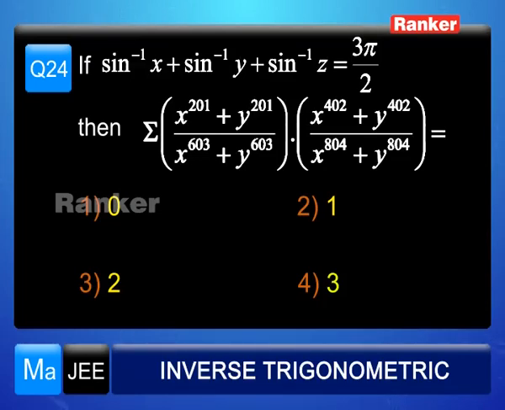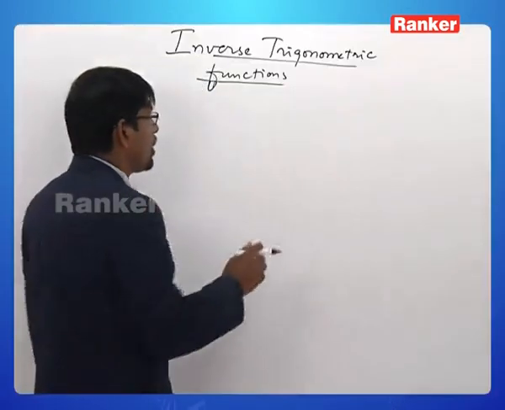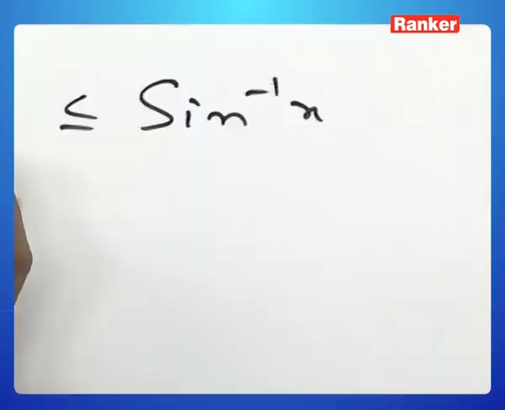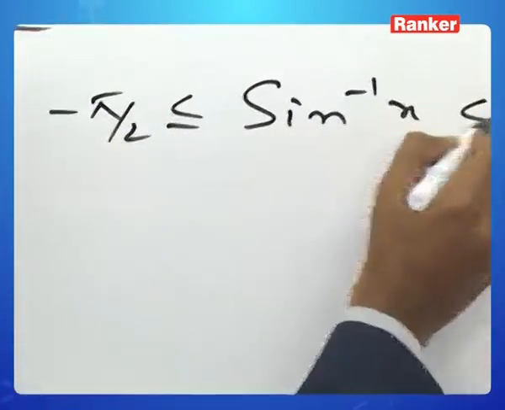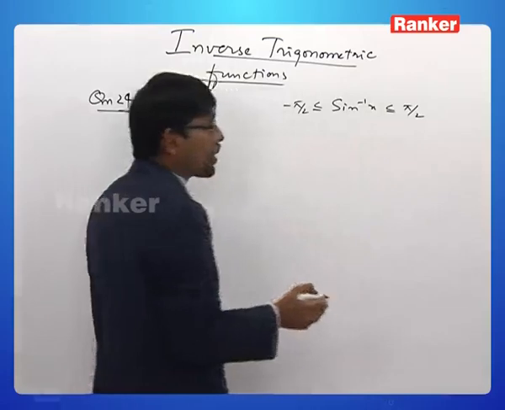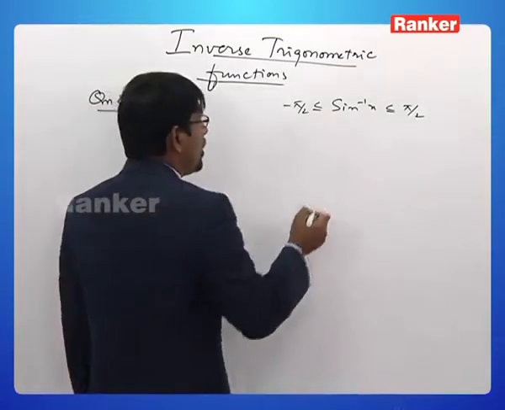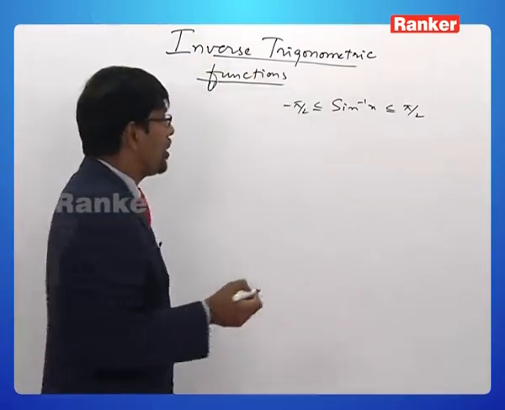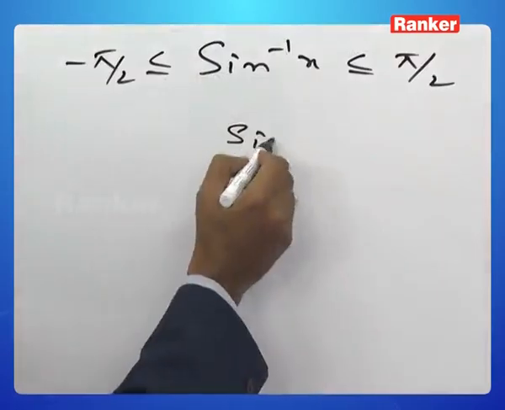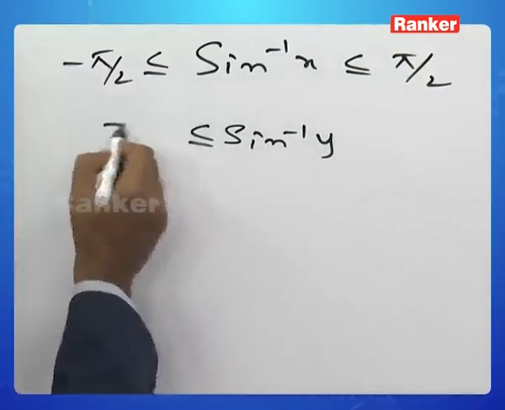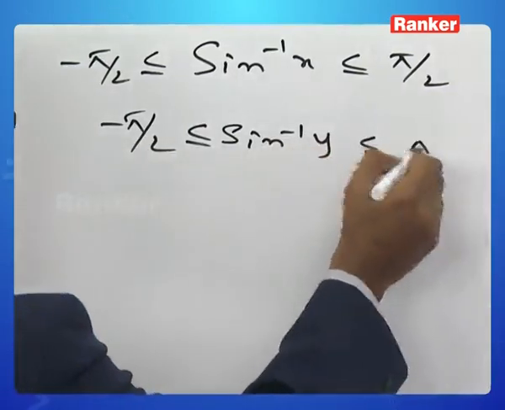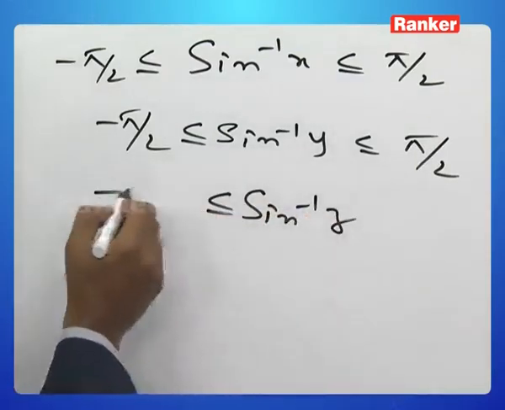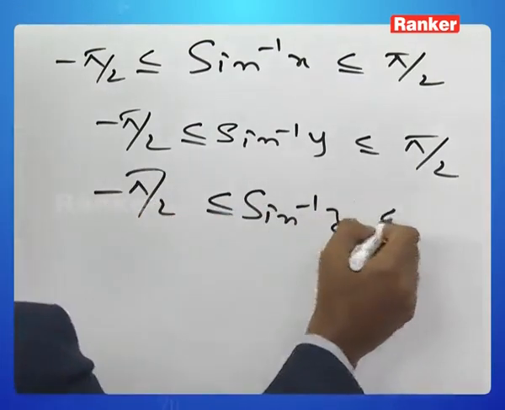Now we know that sine inverse of x ranges between minus pi by 2 to pi by 2. So is the case of sine inverse y, it also ranges between minus pi by 2 to pi by 2. Sine inverse z ranges between minus pi by 2 to pi by 2.